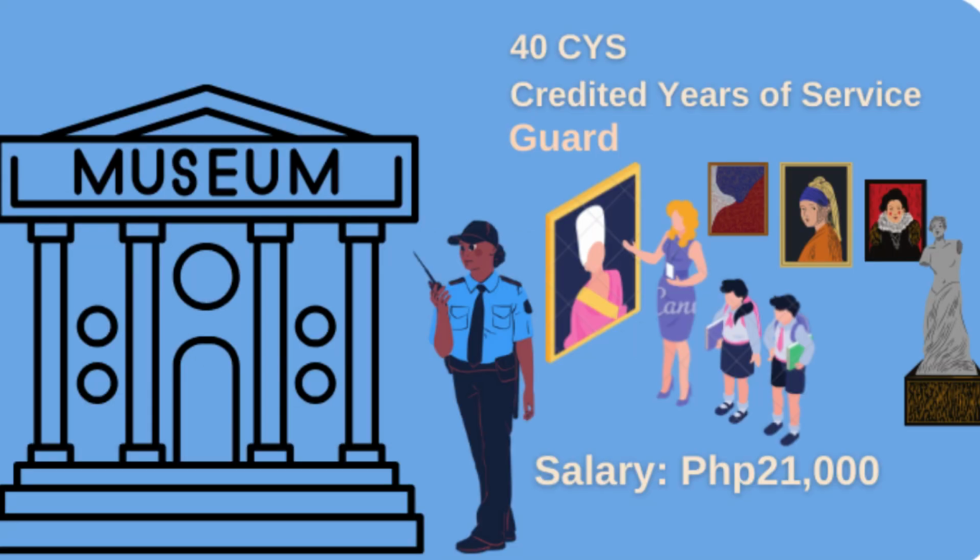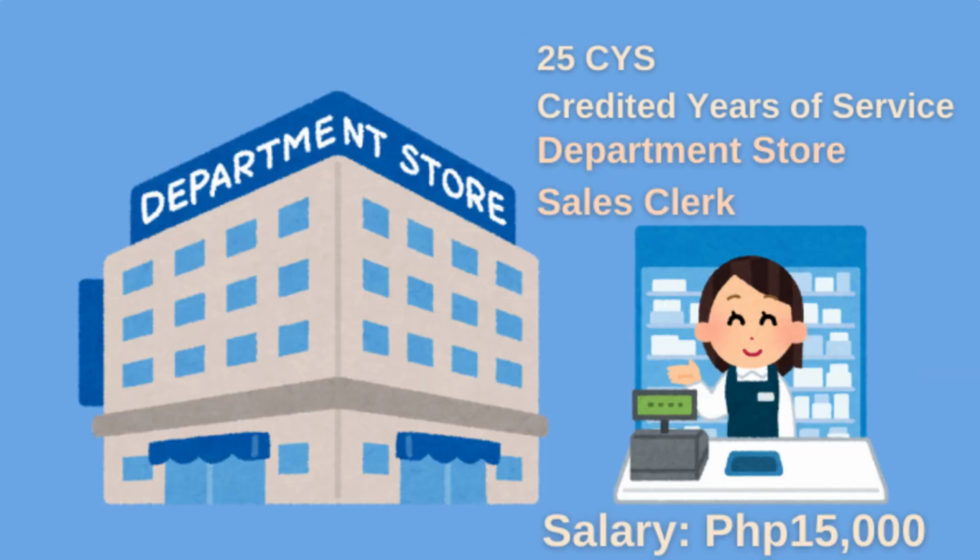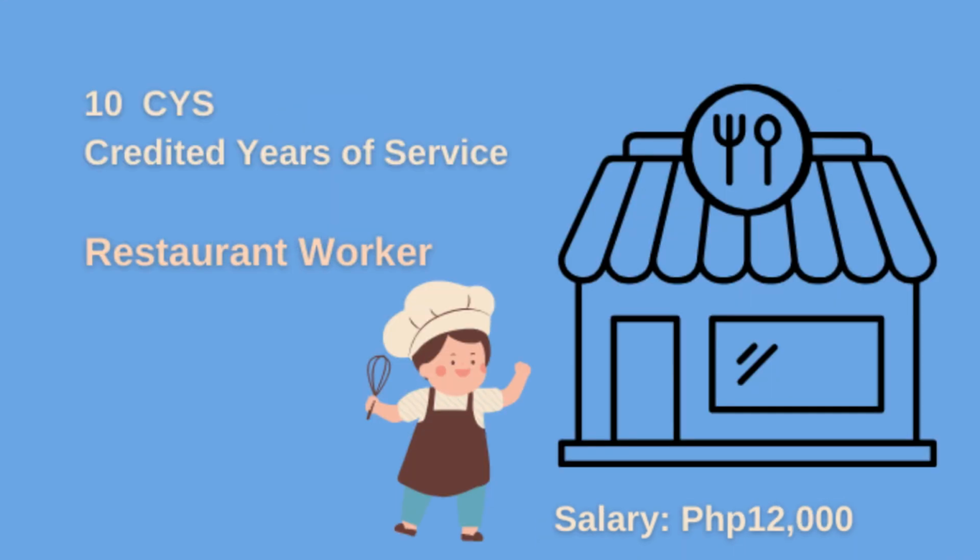This is Gardi, and he was part of the security team in a museum. His last salary was 21,000 pesos, and his credited years of service or CYS is 40 years as his employer agency had religiously contributed to his SSS member's account. This is Elsa, and she was a sales clerk in a department store. Her last salary was 15,000 pesos. She has 25 credited years of service or CYS, total contributions made by her employer with the SSS. This is May, and she worked as a restaurant worker. She has 10 credited years of service or CYS, with contributions made by her previous employer. Her last salary was 12,000 pesos.